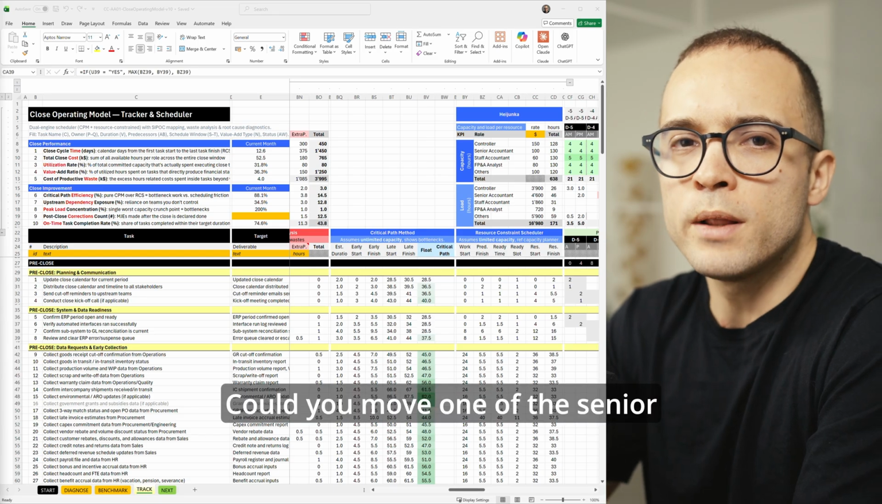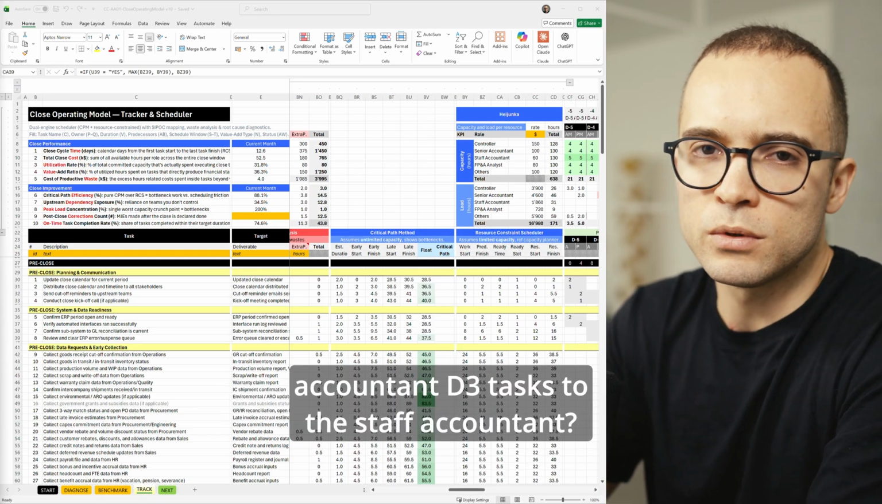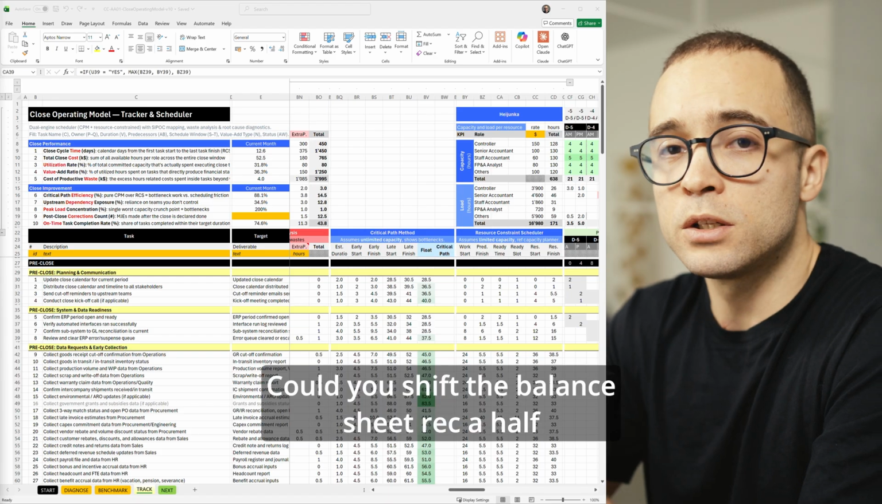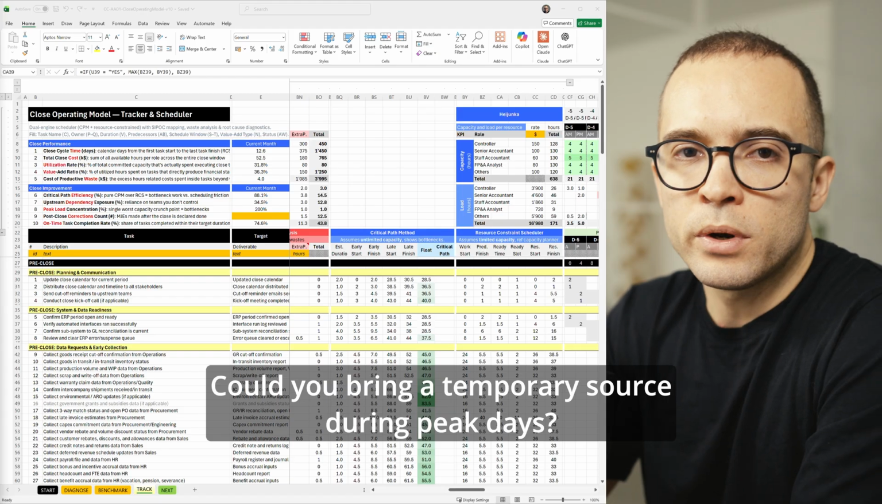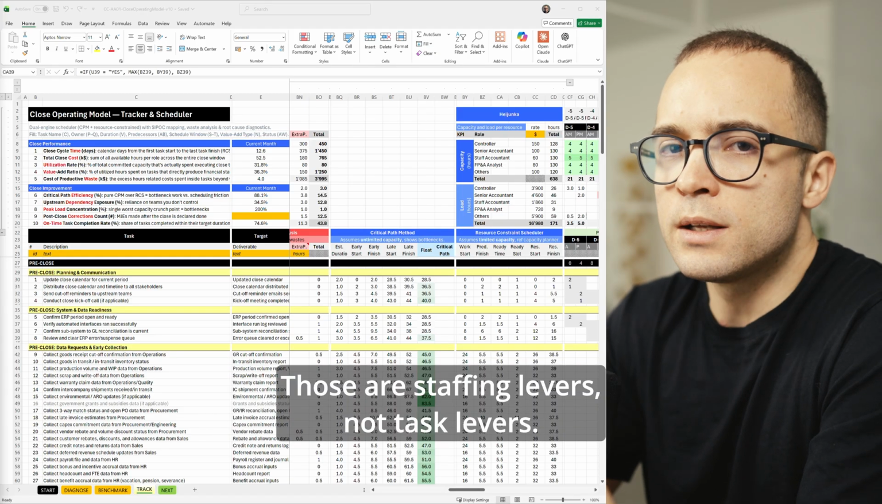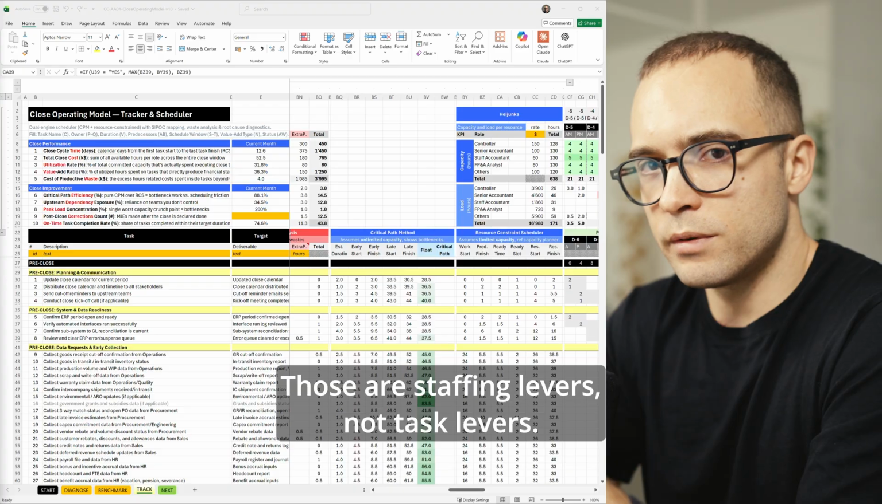Could you move one of the senior accountant's day 3 tasks to the staff accountant? Could you shift the balance sheet rec a half day earlier by resequencing the predecessor? Could you bring a temporary resource during peak days? Those are staffing levers, not task levers.